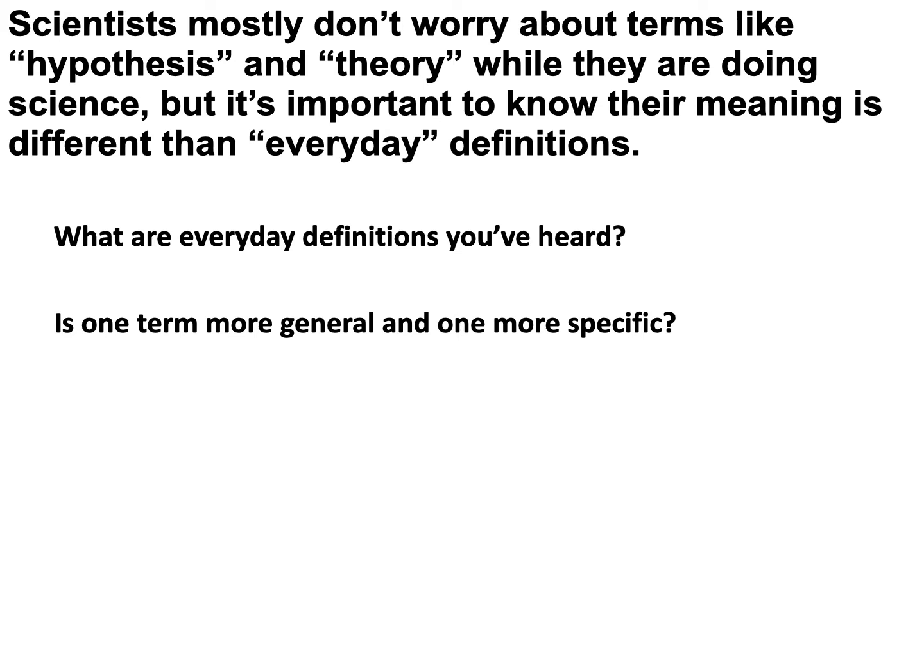When scientists are doing science, we really don't worry much about terms like hypothesis or theory, but it's important for everyone to know that the meaning of these terms in science is different than everyday definitions. So take a minute and think of everyday definitions or any definitions you've heard of theory or hypothesis. Is one of these two terms more general, one more specific? What do you think?